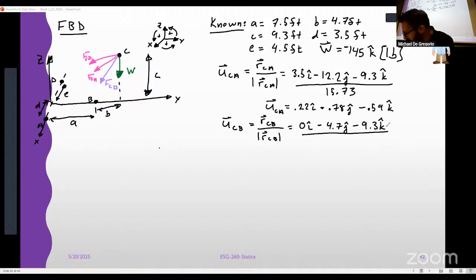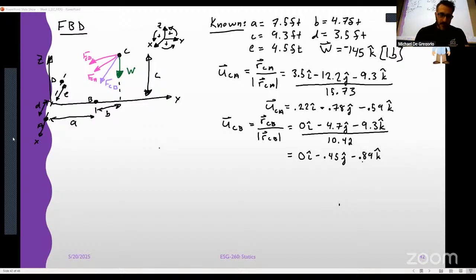If I take the magnitude of this, 0 squared plus 4.7 squared plus 9.3 squared, square root, carry the 2, gives me 10.42, which simplifies to 0 I minus 0.45 J minus 0.89 K. And there's no units because it's a unit vector, right? So that's kind of the whole point of the unit vector, is that it gives us a normalized or non-unit version of what we're looking at.